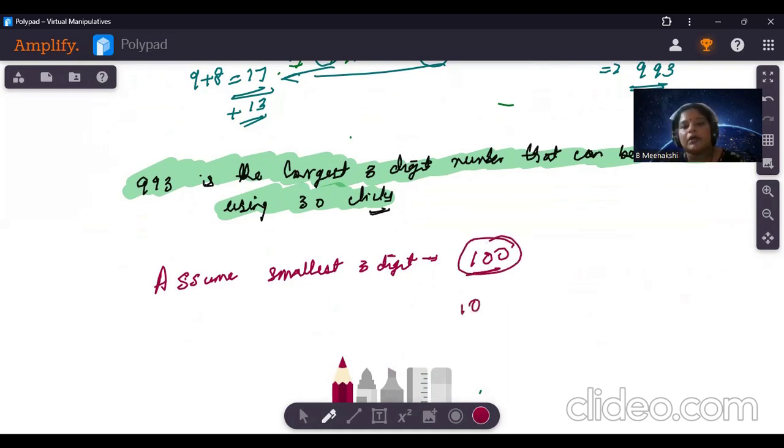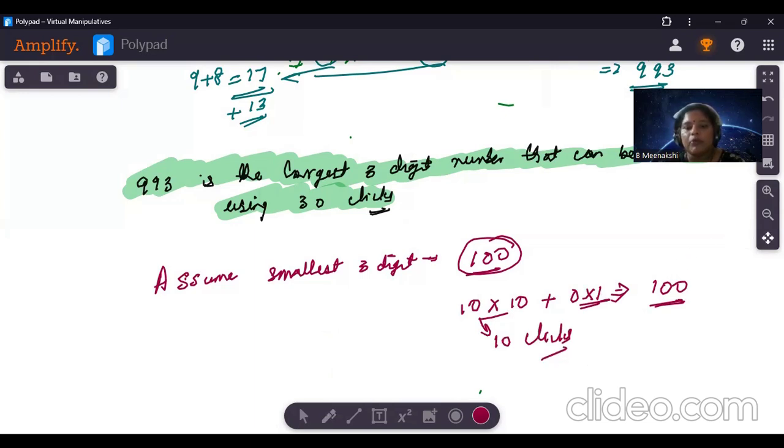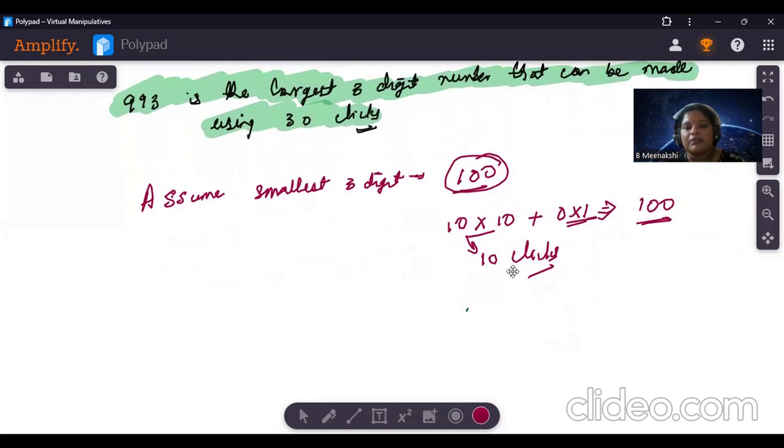So if you see 100, what can we do? 10 times 10. So the plus 10 button, we can press 10 times, and we need not press the 1 button. So you will get 10 into 10 plus 0 into 1. That means we get 100 in just 10 clicks. But this is not possible for the smallest three-digit number here.